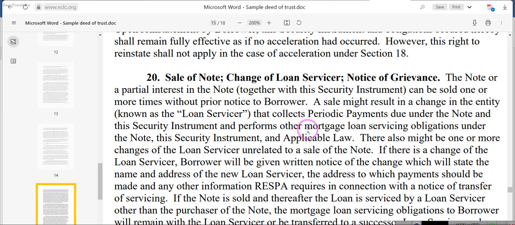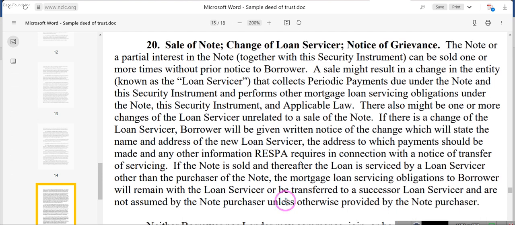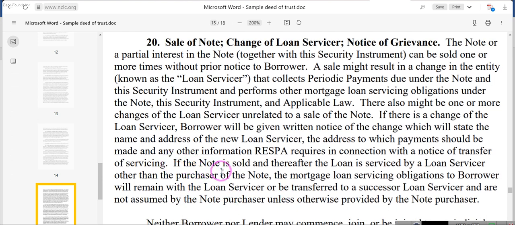Here is the problem that you all need to pay attention to. If there is a change in a loan servicer, the borrower will be given notice of the change, which will state the name and address of the new loan servicer, the address to which payments should be made, and any other information RESPA requires in connection with notice of transfer of servicing. If the note is sold and thereafter the loan is serviced by a loan servicer other than the purchaser of the note, the mortgage loan servicing obligation of the borrower will remain with the loan servicer, or be transferred to the successor loan servicer, and are not assumed by the note purchaser unless otherwise provided by the note purchaser.